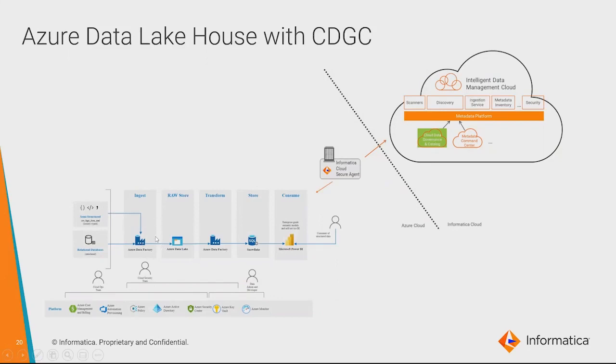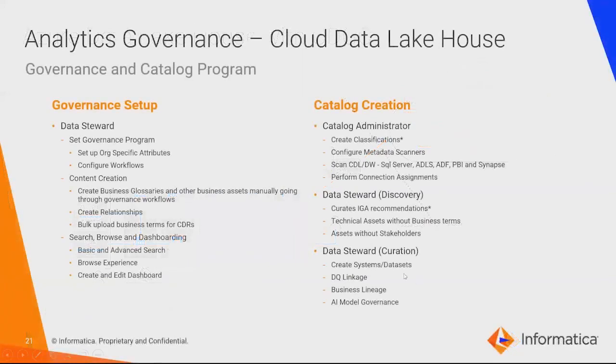And then the Azure Data Factory is to be scanned as well, and connection assignment to be done to derive the lineage. And again, the raw layer and storage layer like Snowflake and the consumption layer of Power BI are to be scanned and extracted with discovery as well into the Cloud Data Governance and Catalog repositories. The key setup required is from a governance cyber point of view, and then the catalog creation.